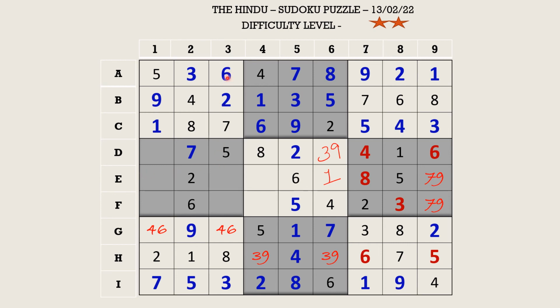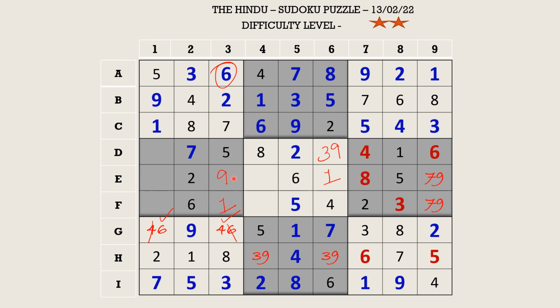So here there is this 6 in A3. It cancels out the 6 here. So G3 takes 4 and G1 takes 6. Now in 3rd column there are only 2 empty cells and the missing numbers are 1 and 9. There is a 1 here in E row. So E3 takes 9 and F3 takes 1.